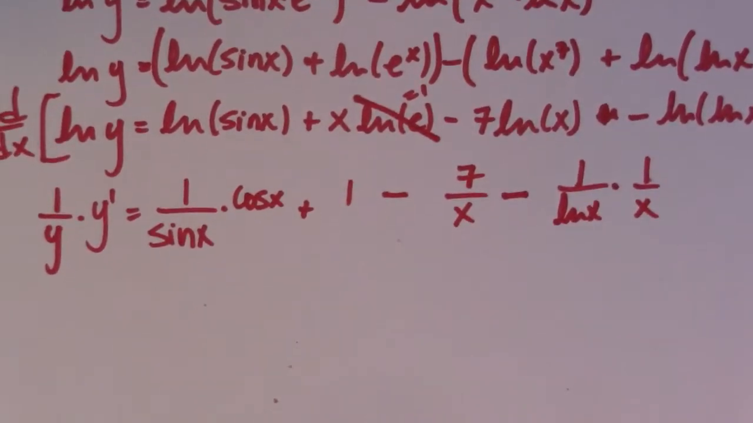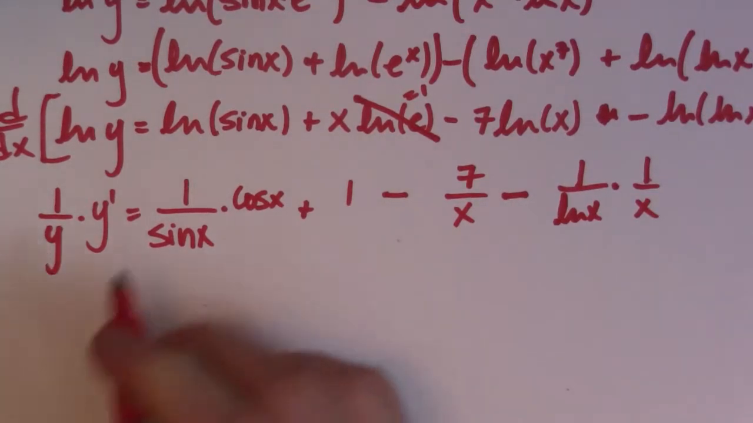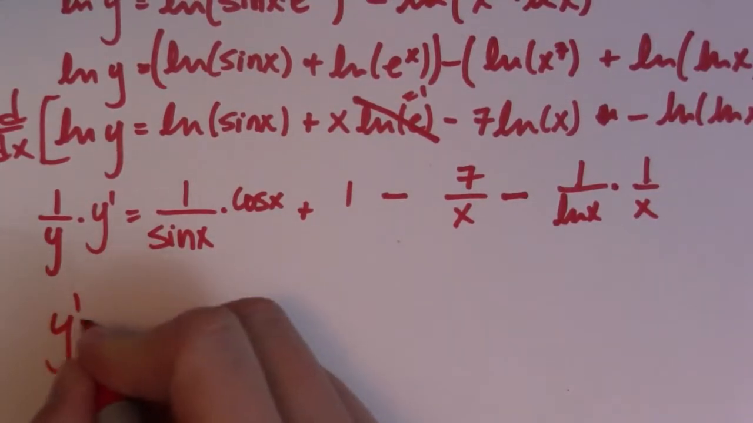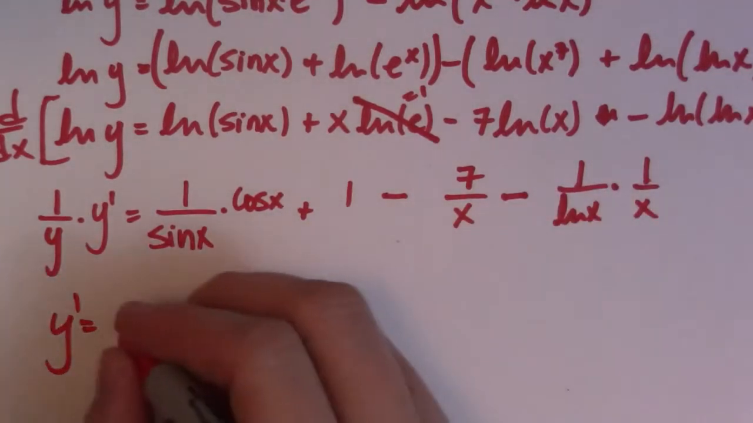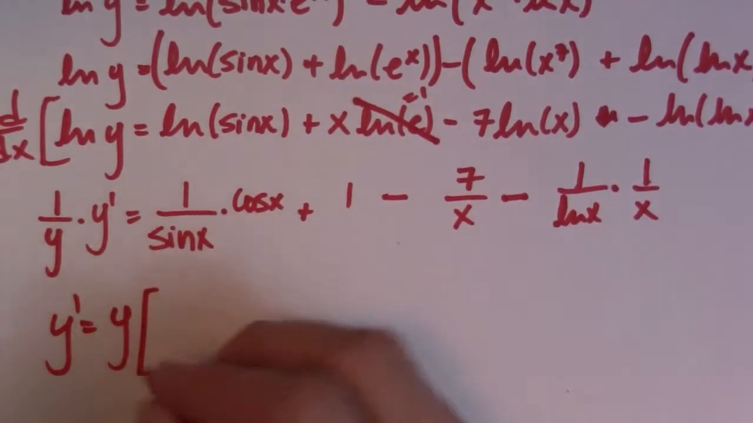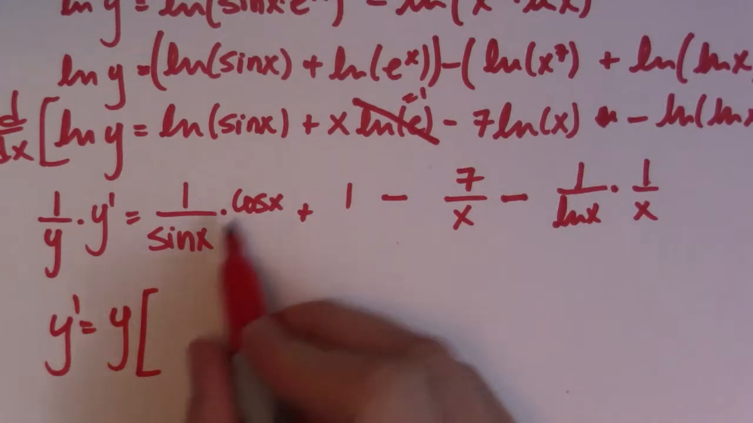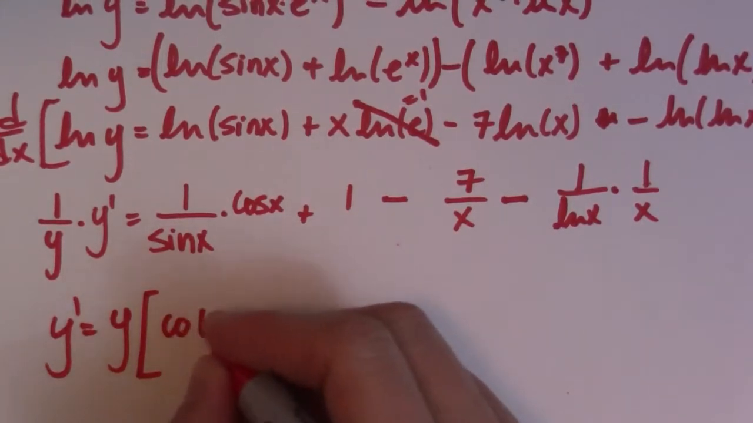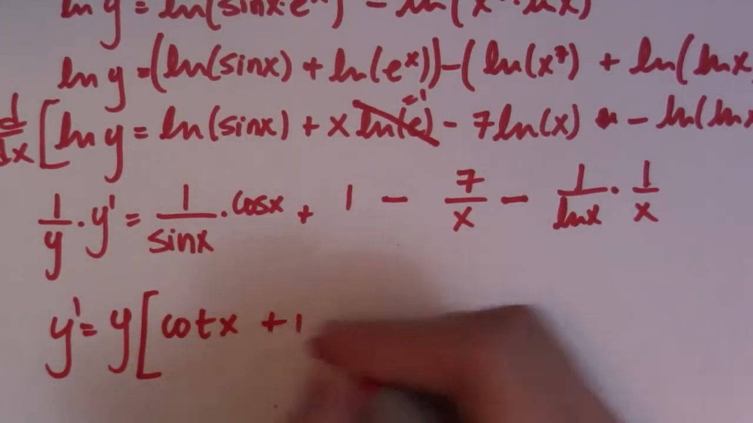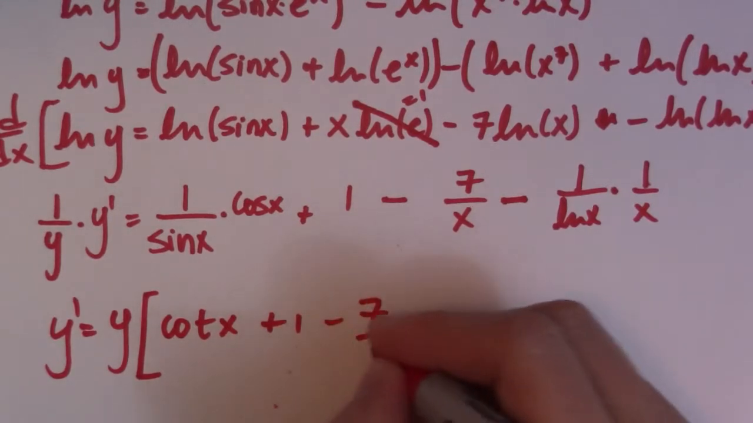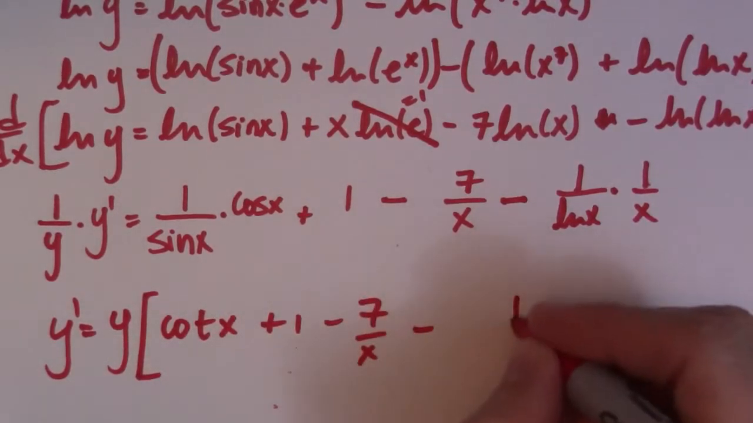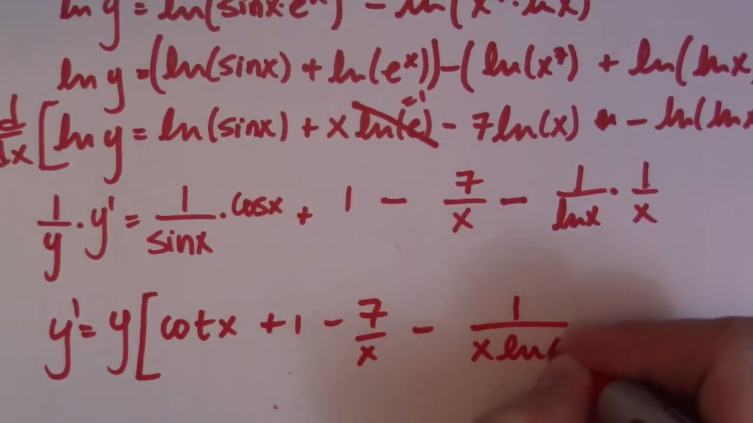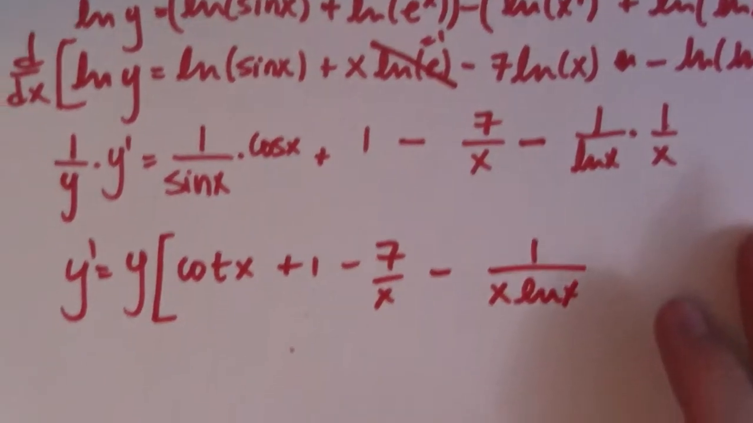We've taken the derivative. So now all we need to do is tidy this thing up, so we don't leave this y on the bottom here. What we do is multiply everything by y. So I just use brackets and tack it on outside there. So cos over sin is the same as cotangent x, plus 1 minus 7 over x minus 1 over x ln x. And then end bracket.